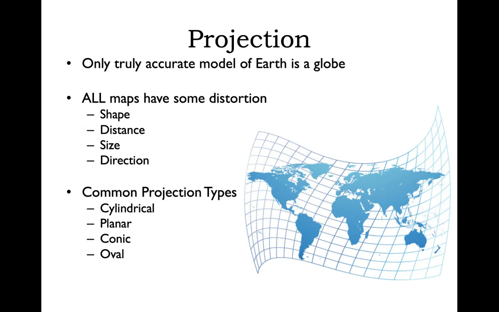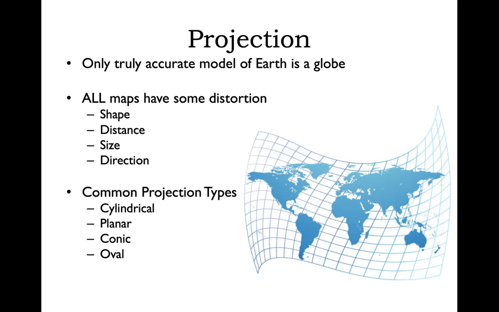All two-dimensional maps that you see have some sort of distortion. That's because you're taking a three-dimensional object and making it 2D. You have to change something somewhere. These maps have some sort of distortion in the form of shape, distance, size, or direction.